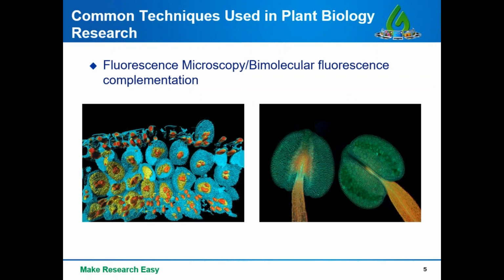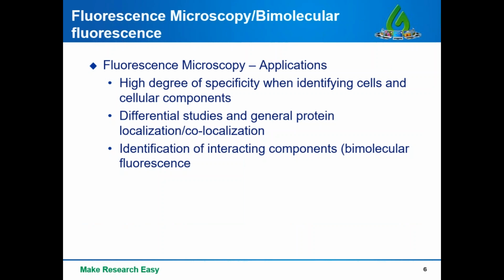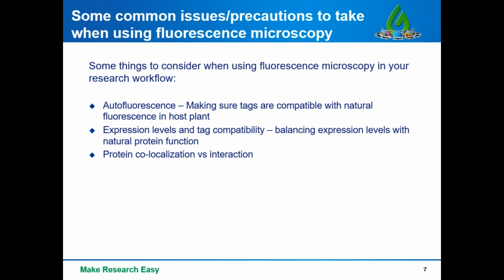So with fluorescence microscopy and biomolecular fluorescence complementation, otherwise known as BiFC, there's a lot of broad applications for this technique, anywhere from identifying cells and their cellular components with a high degree of specificity, differential studies and general protein localization / co-localization, and also identification of interacting components. And this is the main purpose of our BiFC assay.